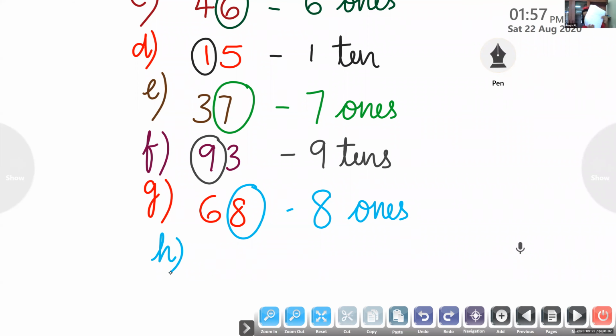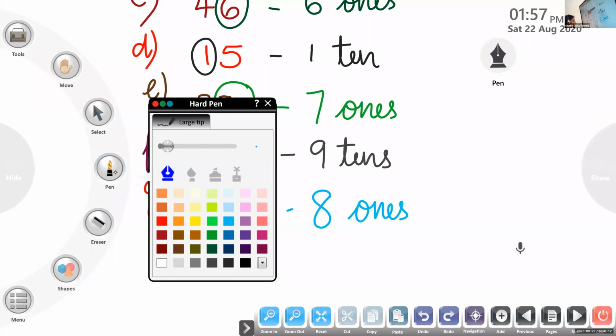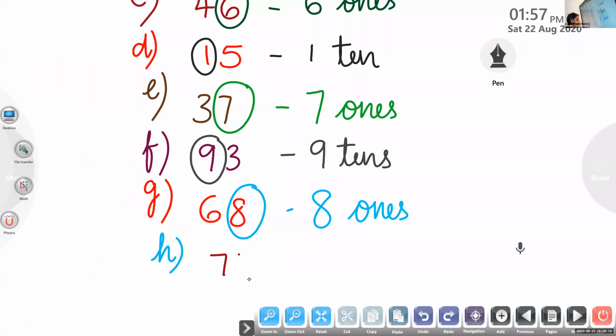Okay, so we have the number 77. Here both the digits are the same and this 7 is inside the circle. 7 ones. Very good. Write the answer: 7 ones.